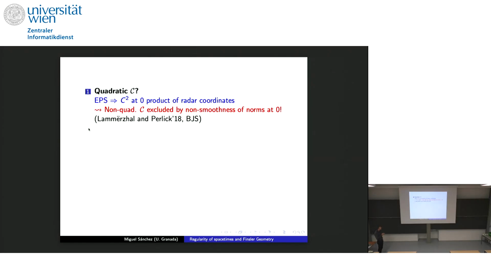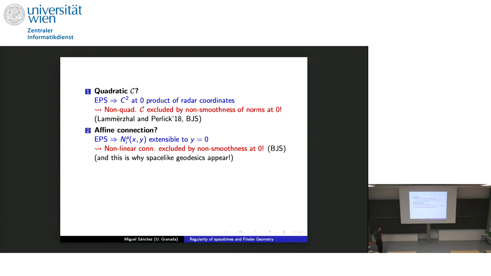However, a closer look at the axioms shows that the quadratic cones are obtained because the EPS arguments introduce the differentiability at zero of some product of radar coordinates. And at the end, this turns out equivalent to asking for the smoothness of a norm, or the square of a norm, at zero. Also, if one considers the axioms for the affine connections, the coefficients of the nonlinear connection would be extensible to zero and would be the coefficients of a linear connection. So in principle, we can either maintain the original EPS axioms and exclude Lorentz-Finsler metrics, or weaken these axioms.